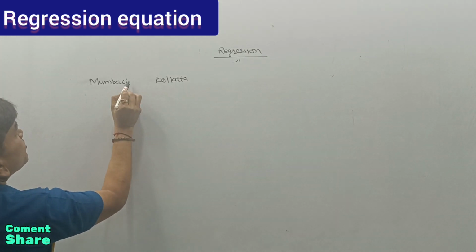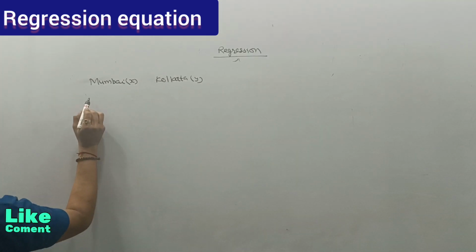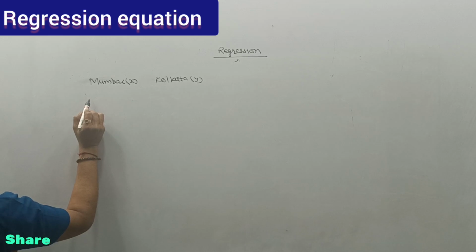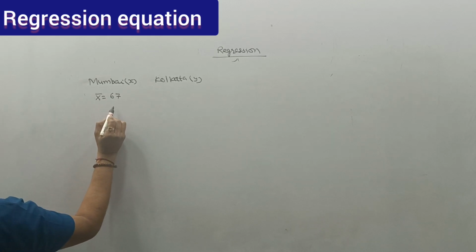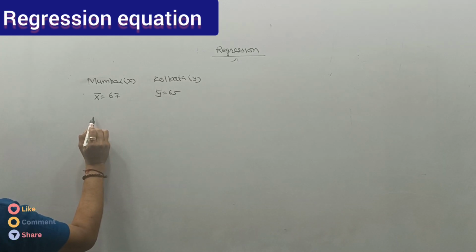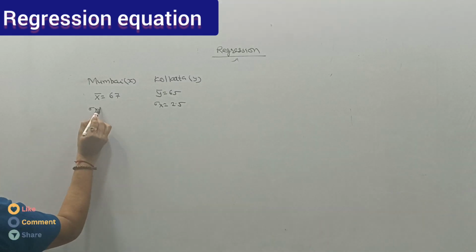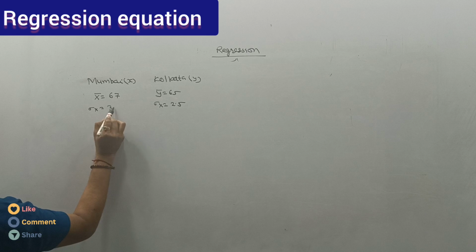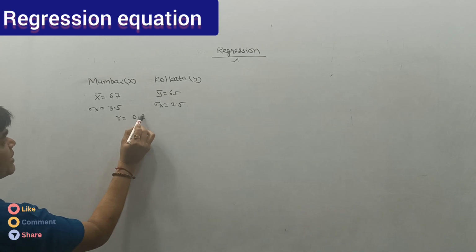Suppose Mumbai is X and Kolkata is Y. The values are given. X bar is 67, the average price in Mumbai. The average price in Kolkata is 65. The standard deviation in Kolkata is 2.5, and the standard deviation in Mumbai is 3.5. And the correlation between both is 0.8.